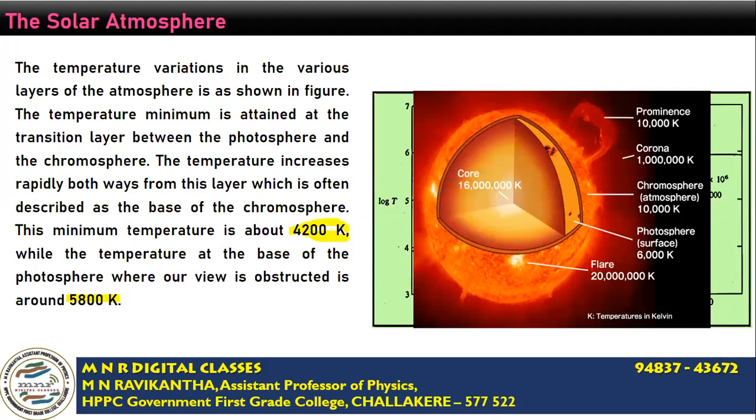Now, this figure indicates the temperature of various parts of the sun. Inside the core, the temperature is around 15 to 16 million Kelvin. The chromosphere has an approximate temperature of 10,000 Kelvin. The photosphere has an approximate temperature of 6,000 Kelvin. The corona is 1 million Kelvin, and prominences 10,000 Kelvin. Solar flares are the parts where the temperature is still very high. It ranges up to 20 million Kelvin.